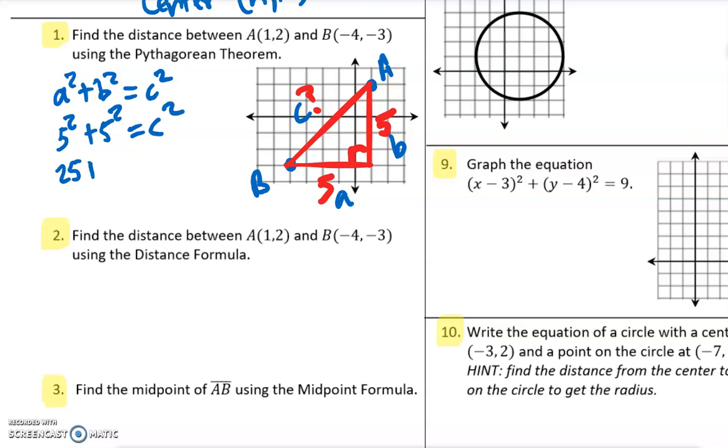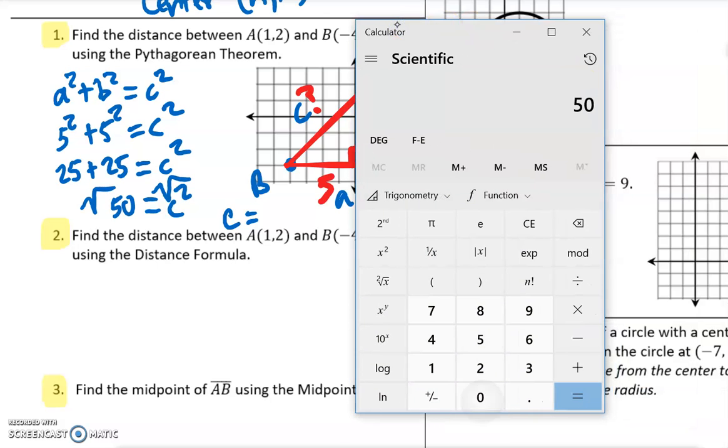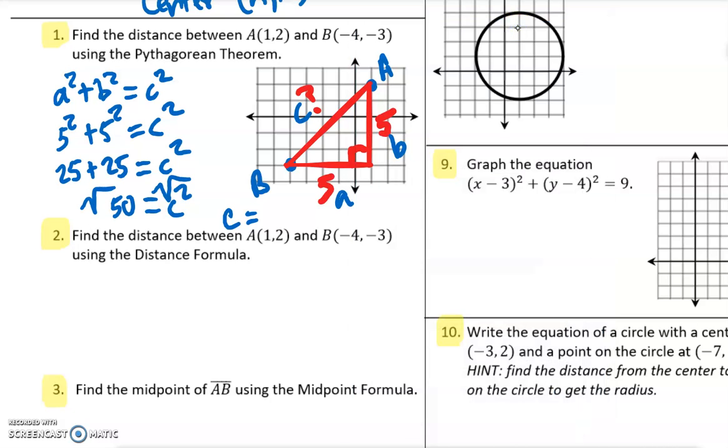And that means 5 squared is 25, so 25 plus 25 equals c squared. That means that 50 equals c squared. And then to solve for c, we need to undo the square, which is to take the square root of both sides. So when we do that, the square root of c squared is just c. So c equals the square root of 50. If we put that into a calculator here, we can see that the square root of 50, you should be getting that amount. So we can round that up to about 7.1. So we can say approximately 7.1. That is the distance between A and B. And that's how you can use the Pythagorean theorem to solve for the distance between 2 points.